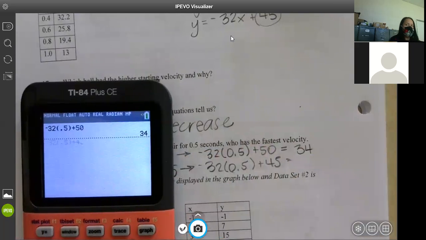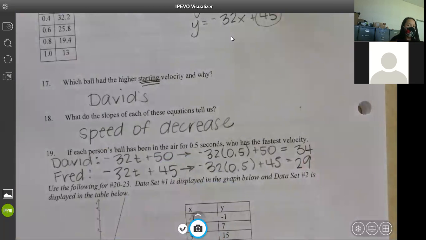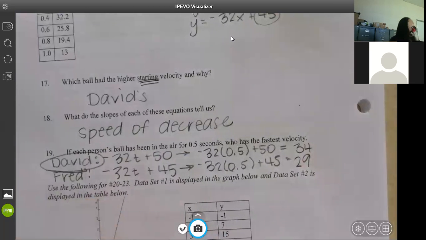Yeah, I'll put 0.5. And I got 29. So who has the faster velocity? That's all you're doing, and that's all you did in your homework yesterday. Okay, these are EOC questions. I'm telling you right now, you're going to have these on the EOC.